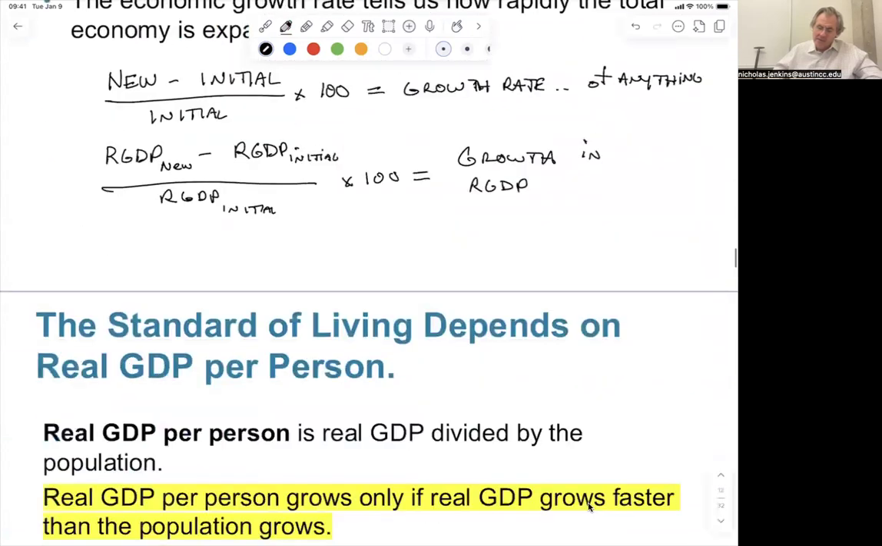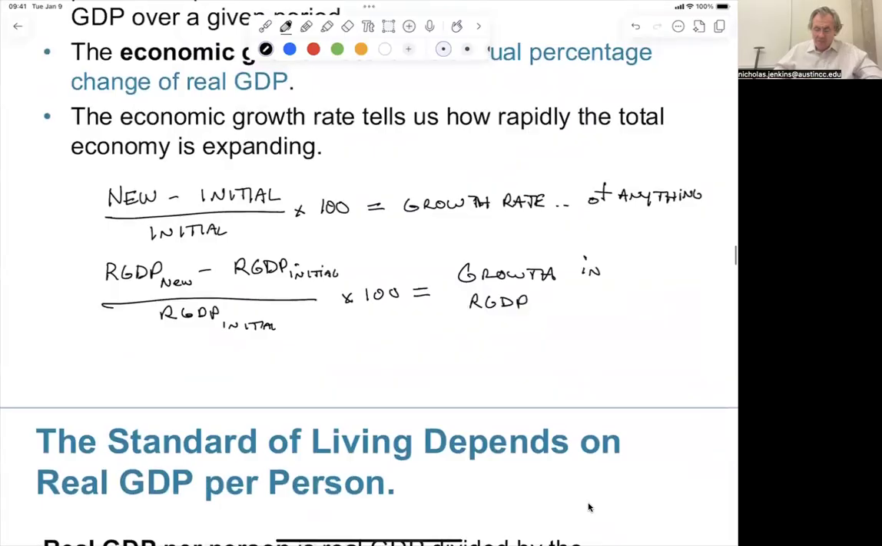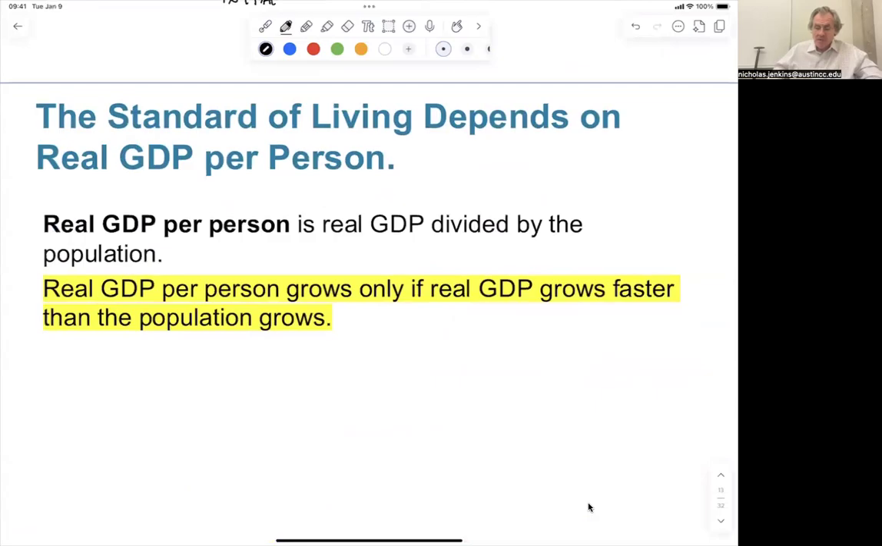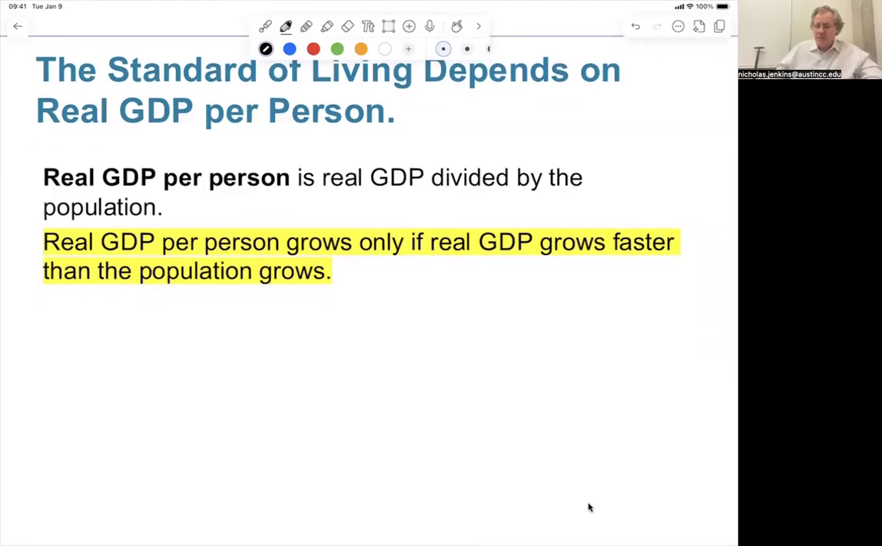But remember that we like to measure the growth in an economy's wealth by the standard of living. In other words, we like to use real GDP per person, or real GDP per capita, to measure growth. Because remember, real GDP per capita tells us how much real GDP there is divided by the population. And what we want to see grow is the real GDP per capita. That means that the economy is growing.